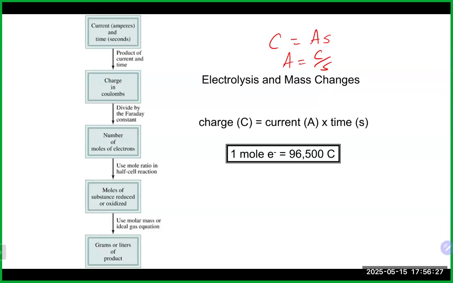What you then want to do is actually use those two things. You would take the amperage, which is basically your current, coulombs per second. You would multiply it by the seconds that you ran the cell for.